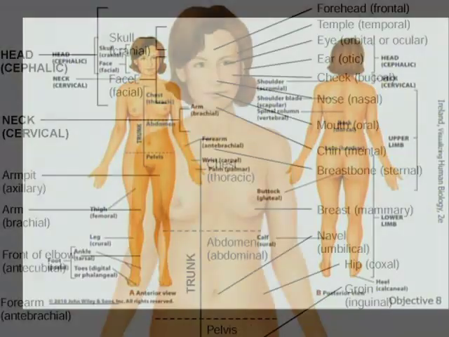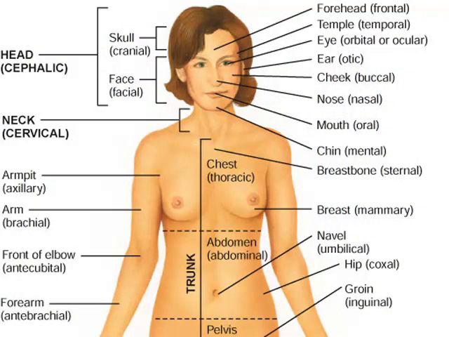Let's look up in the head region first, or the cephalic. Cephalic is a region pertaining to the head. We have the skull there, the cranial area, and the face, or the facial area. Part of the face also that you need to know that's not on this diagram is you would want to know the forehead is the frontal area, temple, temporal, so far not too bad, right? Eye is the orbital or ocular. You've probably heard of those terms.